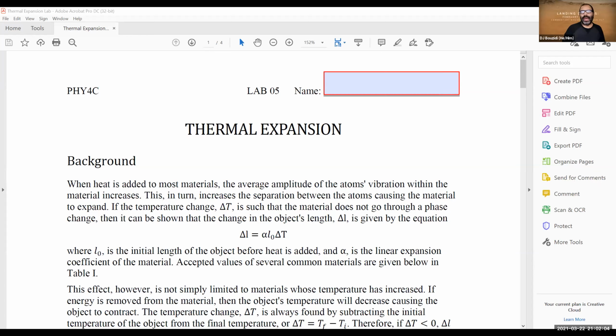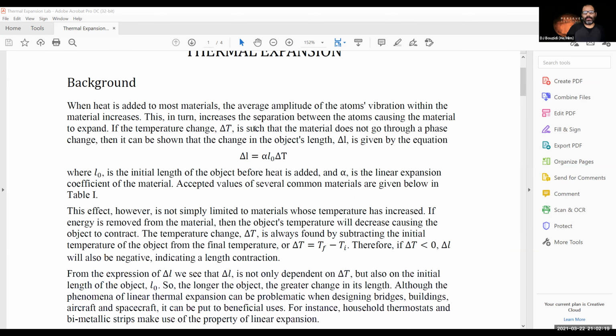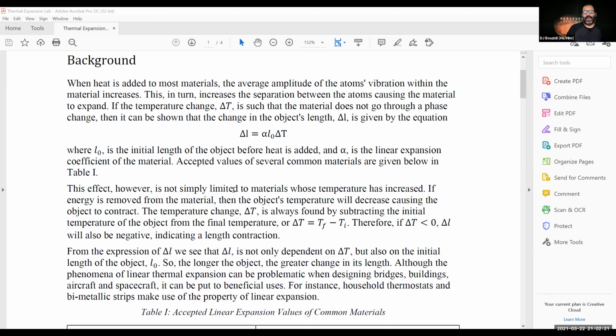So basically what you're looking at in here should be the LAB05 thermal expansion. Again, your name, and the names of the people if you worked with somebody else. This is in a nutshell the theory for it.